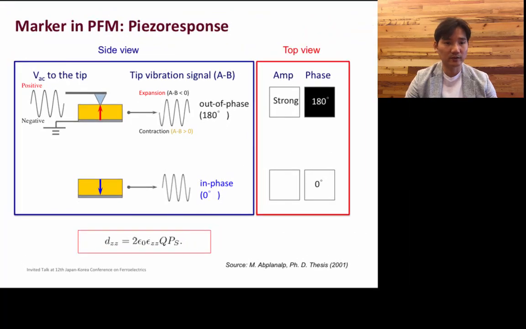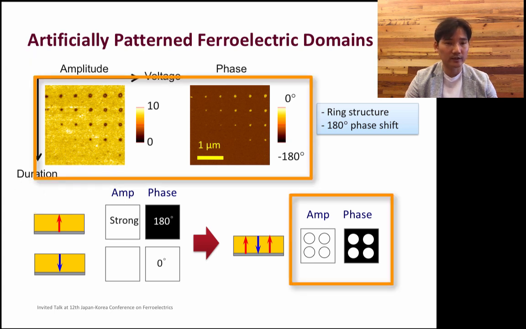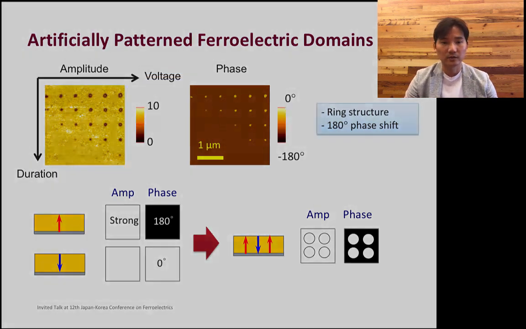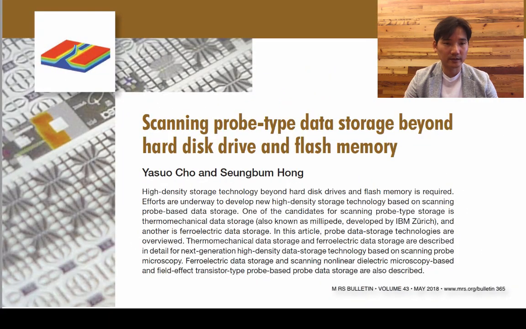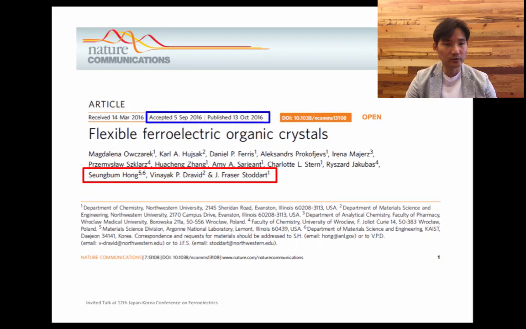So you can see that with this in mind, you can pattern ferroelectric domains artificially by changing the amplitude and duration of the voltage. And like in the cartoon, you can create a nice donut-shaped amplitude image and a 180 degrees phase reversal domain image in the phase. With this technique, you were able to apply it to ferroelectric information devices, but you can also measure and evaluate newly synthesized ferroelectric organic crystals, which is now shown in this slide.